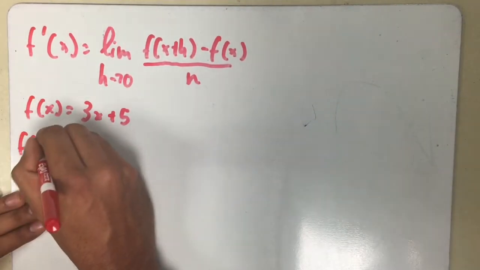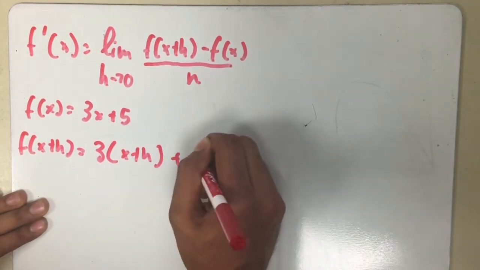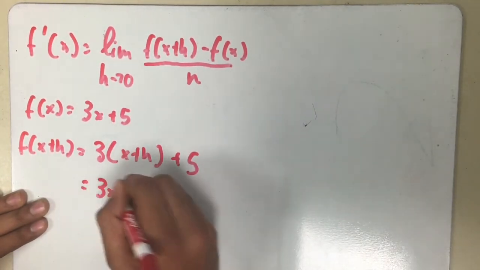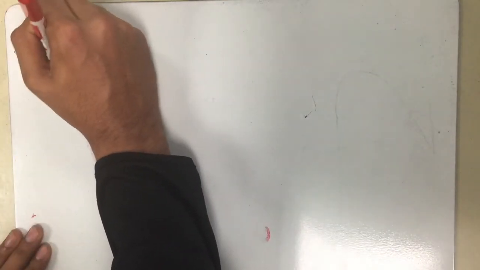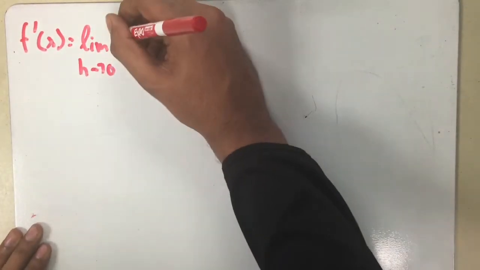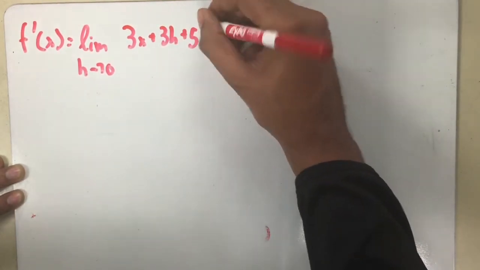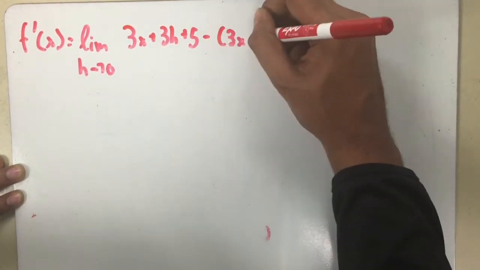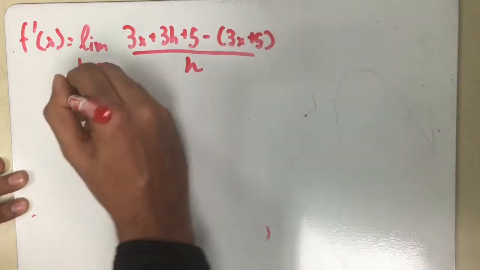and first we solve for the individual parts, f of x and f of x plus h. F of x is 3x plus 5, and f of x plus h is 3 times x plus h plus 5, which simplifies to 3x plus 3h plus 5. We plug this into the limit definition of a derivative formula, and we get f prime of x equals limit as h approaches 0 of 3x plus 3h plus 5 minus the quantity of 3x plus 5 all over h.